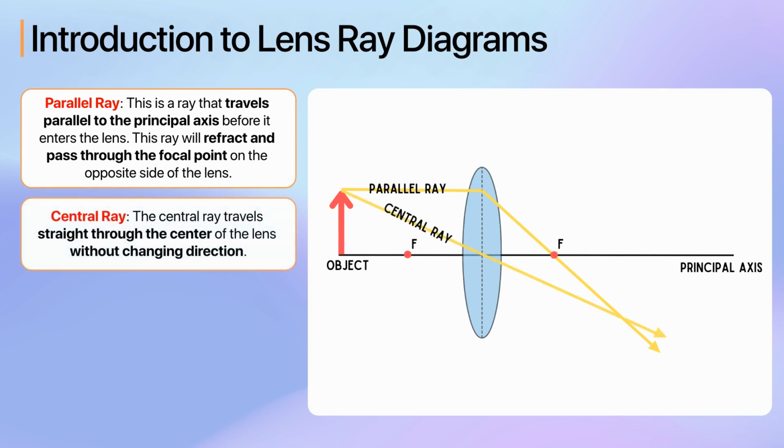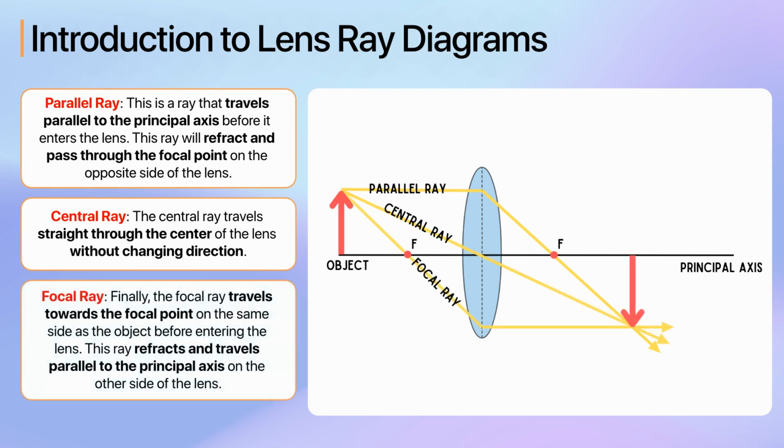Secondly, the central ray, which travels straight through the center of the lens without changing direction. Finally, the focal ray travels towards the focal point on the same side as the object before entering the lens. This ray refracts and travels parallel to the principal axis on the other side of the lens. Using these rays, we can construct a precise ray diagram to determine the location and nature of the image formed by a convex lens.